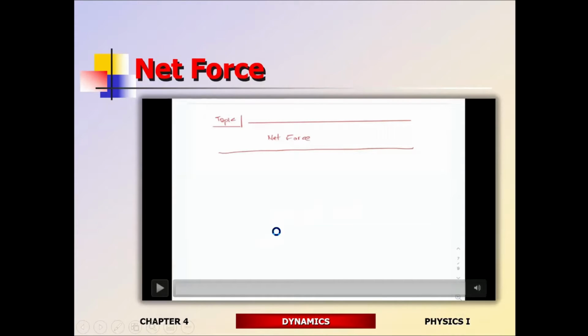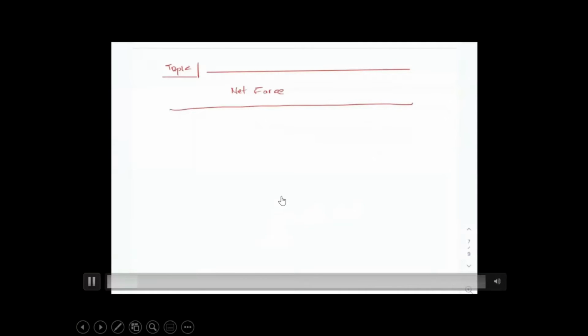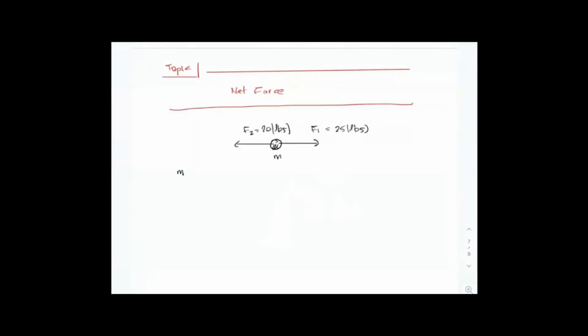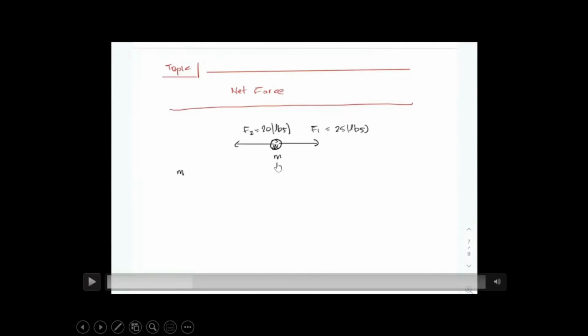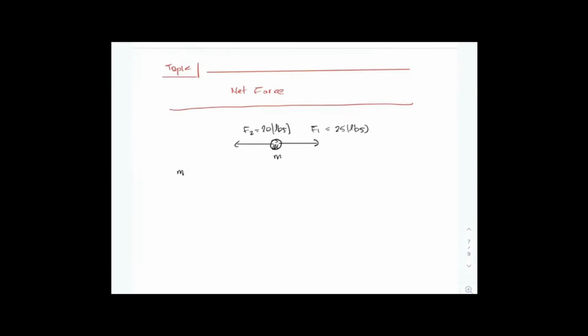When we're talking about net force, here's what we mean. Imagine that you got two forces acting on this mass, right? The one is pulling it to the right, the other is pulling it to the left. All right, so this is the mass, so you got two forces. What we mean by net force is the sum total of all the forces acting on it.